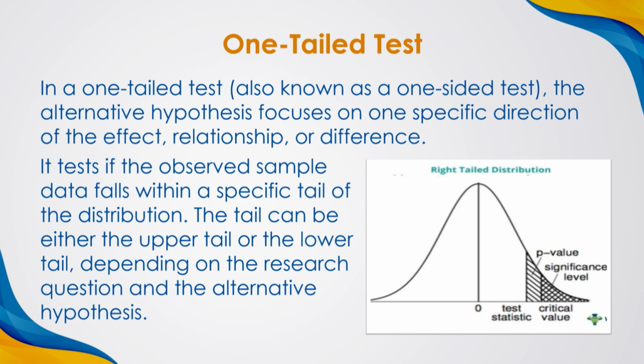The tail can be either the upper tail or the lower tail, depending on the research question and the alternative hypothesis. If you look at this figure, the p value is there, the significance level is there, and the critical value is also shown in the picture.